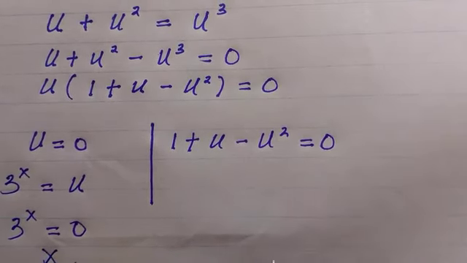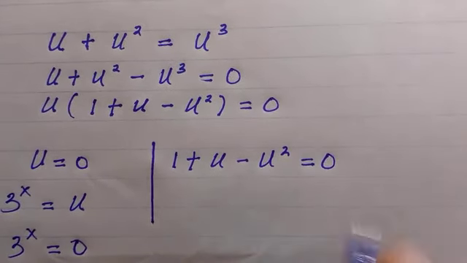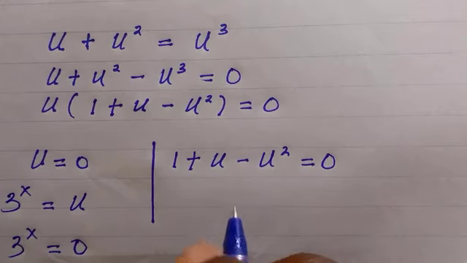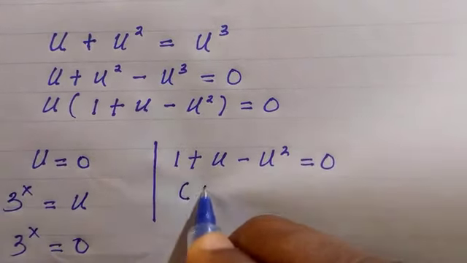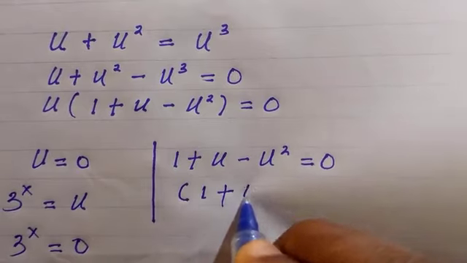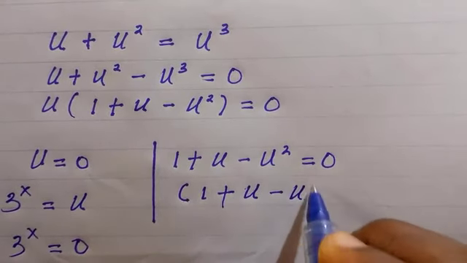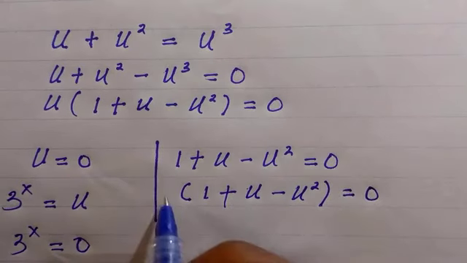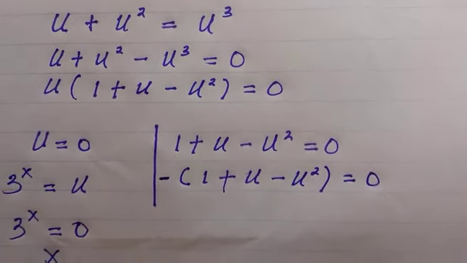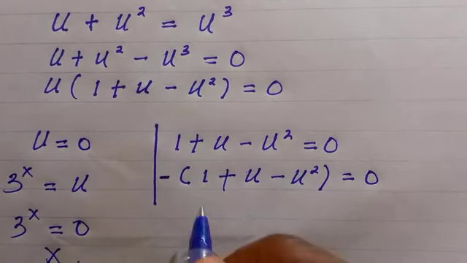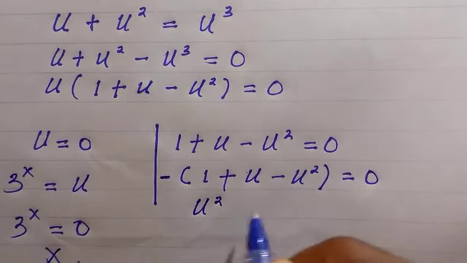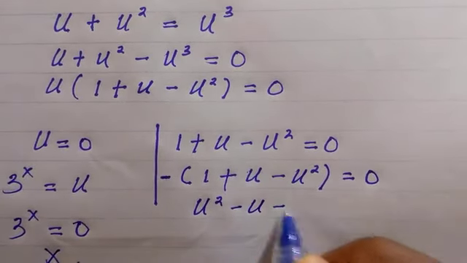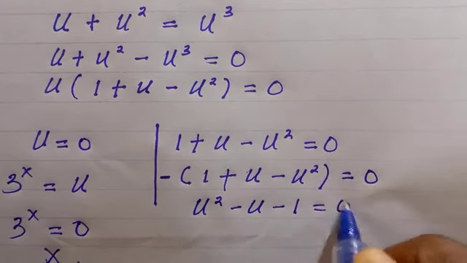Let's try to deal with this: 1 plus u minus u squared. Suppose I try to multiply all this with negative. The reason is I want to make u square positive. So when we open the parentheses with negative, we are going to have u square minus u minus 1 equals 0.